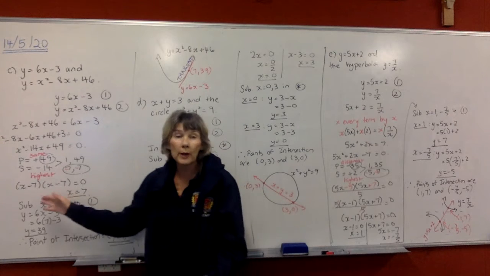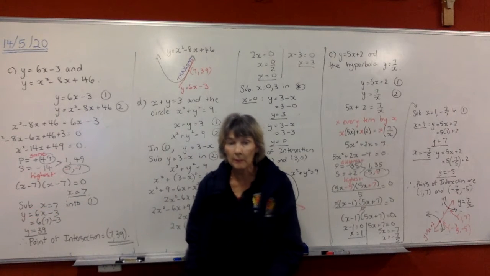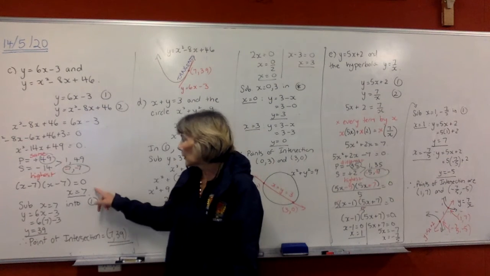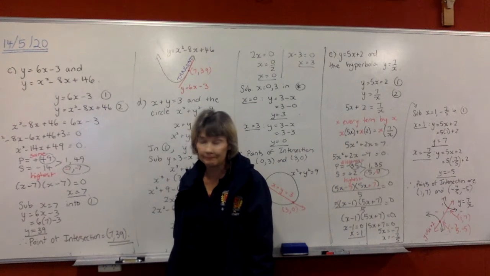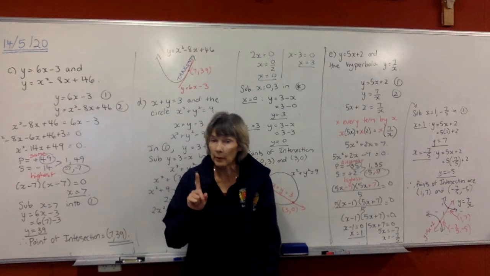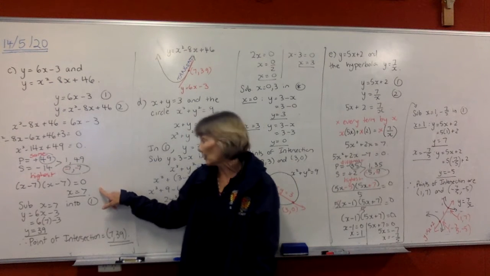So there's no point writing down x minus 7 equals 0, x minus 7 equals 0, because we're going to get the same result from both of those brackets because they're identical. So we're only going to get one x coordinate, and that is x equals 7. So we have one point of intersection for this. So we have one x value, and now we're going to find its y coordinate to go with it.